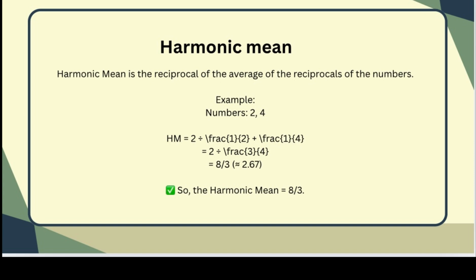Next is harmonic mean. Harmonic mean is the reciprocal of the average of the reciprocals of the numbers. It is usually used in rates such as speed. For example, if the numbers are 2 and 4, we take their reciprocals, 1 by 2 and 1 by 4. Then we add them. 1 by 2 plus 1 by 4 is equal to 3 by 4. Then we divide the number of values, which is 2, by 3 by 4. The result is 8 by 3, which is approximately 2.67.